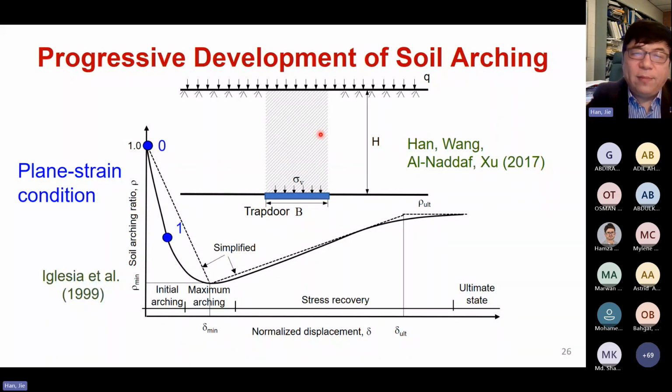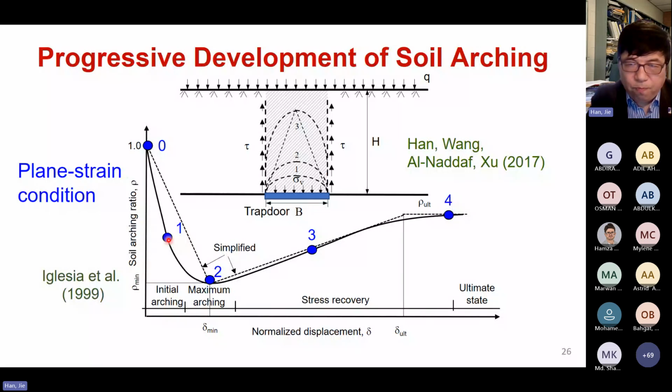Now, if we move the trapdoor down, the stress on top of the trapdoor will reduce, and that will develop some kind of small arch. If you keep going, then you develop a circular arch. You keep it going, it may develop an elliptical arch, or maybe a triangular arch, as we showed earlier on. And then you keep going on, and it will develop a vertical arch. Okay? But that's pretty high over there.